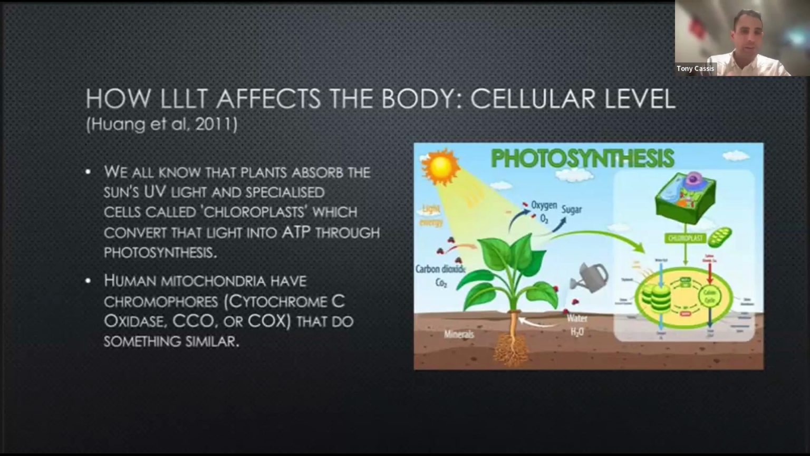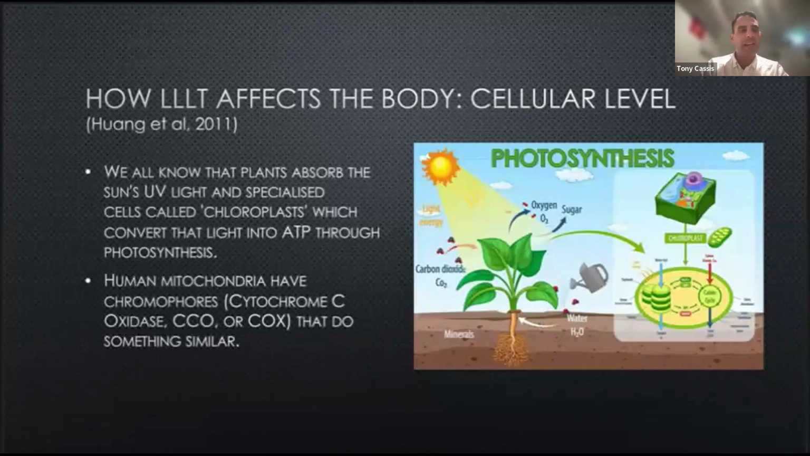Human beings have very similar things. Instead of chloroplasts, we have chromophores. One of the major ones, which most of the scientific literature about how laser works will talk about, is cytochrome C oxidase. CCO or COX, you might hear it referred to in different texts, is the human equivalent of these chloroplasts, accepting the light that you are emitting in your laser within the mitochondria.